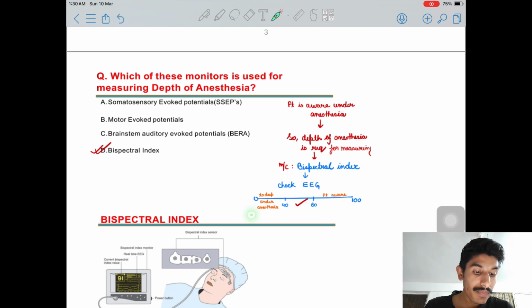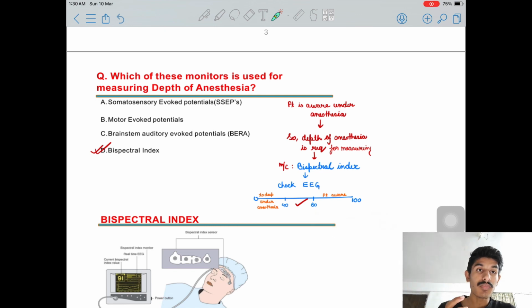For example, if the patient is between 0 to 40, it is a very deep anesthesia. But if the patient is between 40 to 60 on the scale, it is ideal. But if the patient is above 60 and up to 100, the patient is aware.